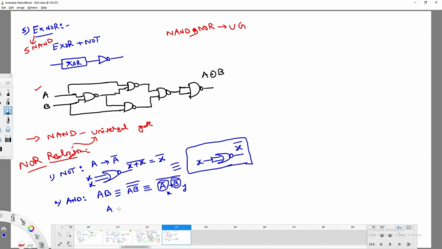If I have A as input, I will take it in the form of a NAND gate. If I have B as input, I will take it in the form of a NAND gate, right? I got A complement and B complement. Now for this I need to perform the OR operation, and for that I have to go with the complement operation. So you can take one more NOR operator. That's it. So this will yield AB as output.